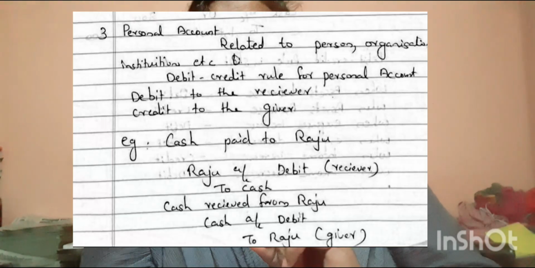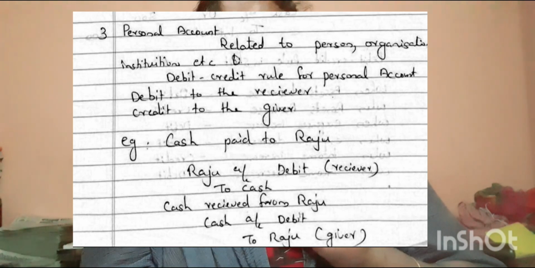Okay. Then the third type of account is personal account, that is related to a person, organization, institution, bank and all. Then the debit credit rule related to it is that debit the receiver, credit the giver. For example, when cash is paid to Raju, Raju is the receiver. That is, he is the person who received the cash. Then Raju should be debited. Then the journal entry is Raju account debit to cash.